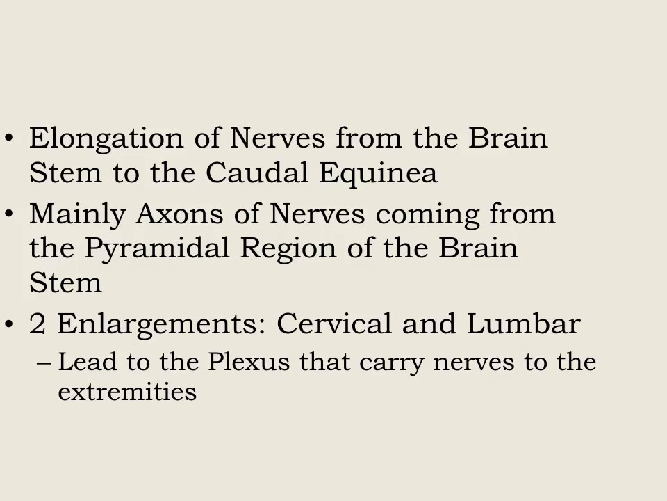Many of the axons of the nerves within the spinal cord are going to have their origins within the pyramidal region of the brainstem. That's the region just around where the cranial nerves are going to be originating. We have two distinct enlargements within the spinal cord. These are in the cervical region and the lumbar region.